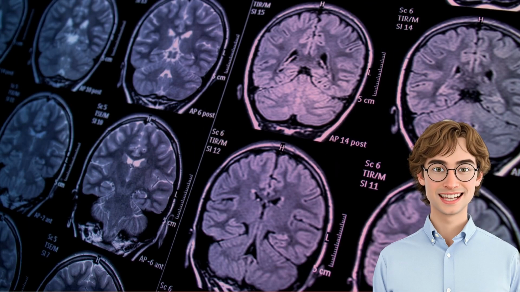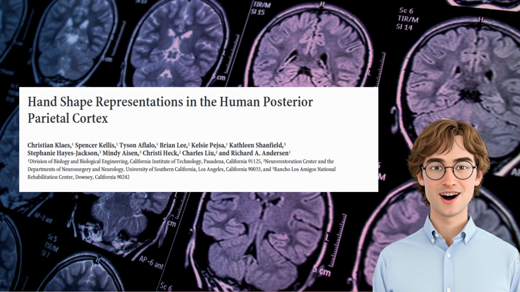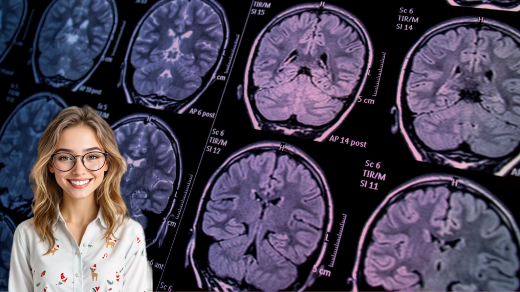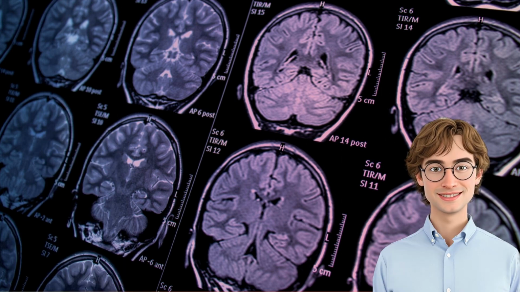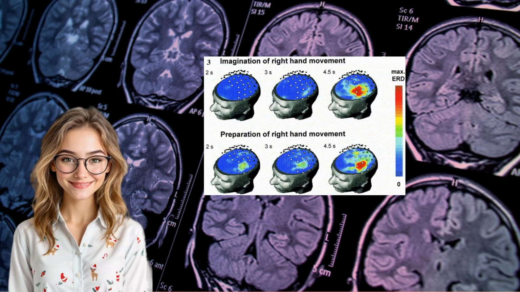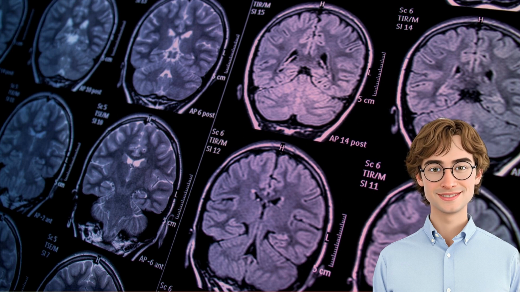Today, we're going to be diving into some really cool research about how our brains represent hand shapes. And not just when we're actually using our hands, but when we're just imagining them. Like when you're thinking about picking up a coffee cup or something like that.